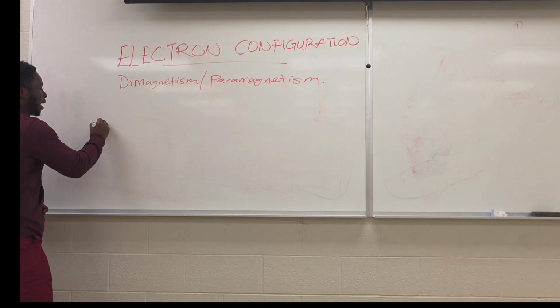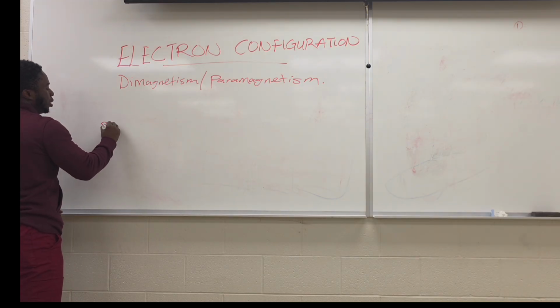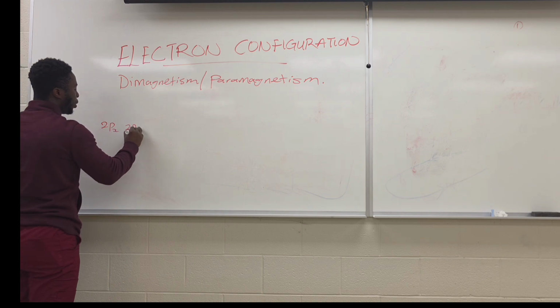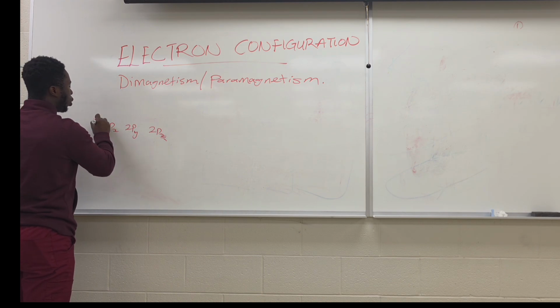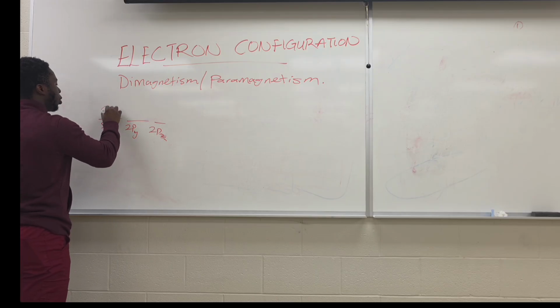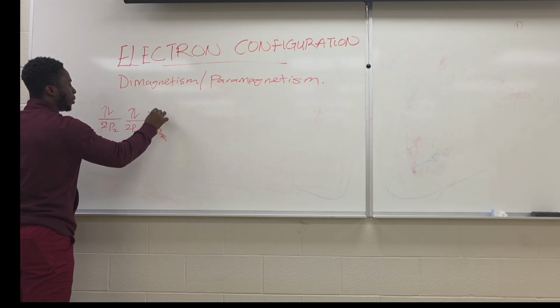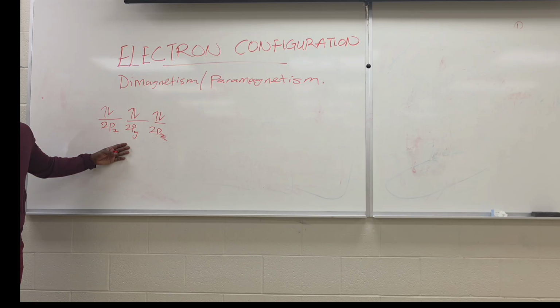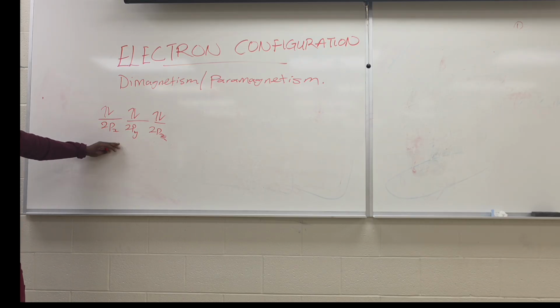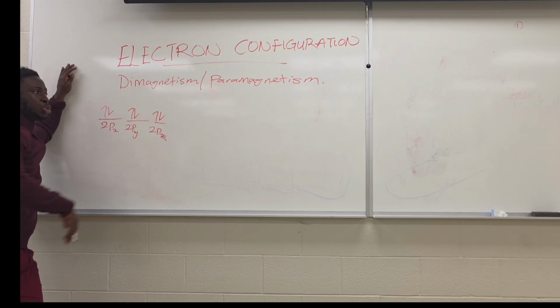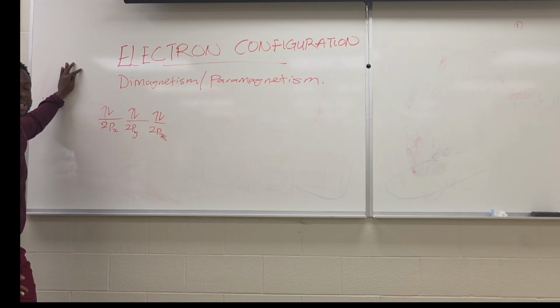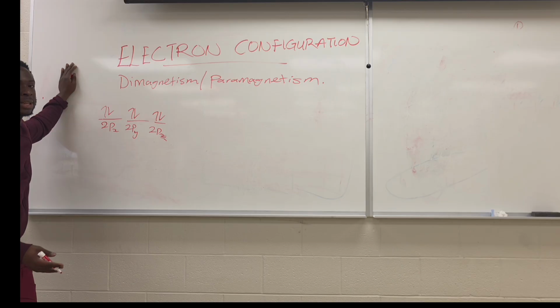So if you have, let's go with our 2p, 2px, 2py, 2pz, if you have all of your degenerate orbitals filled up like this, you don't get attracted to a magnet. The reason you don't get attracted to a magnet is that when you bring the atom close to a magnet, these electrons should spin to align with the magnetic field so that it gets attracted to it.